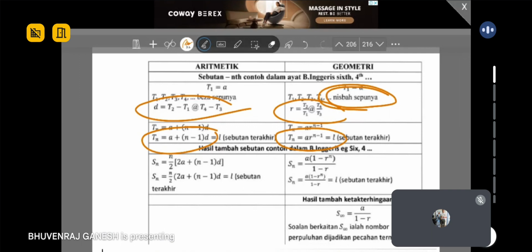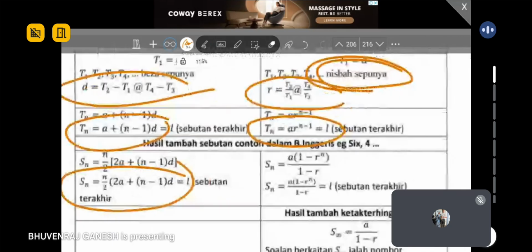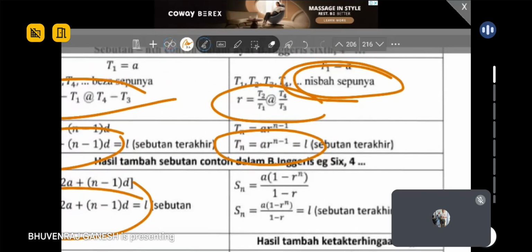Second difference. Okay, sure, no problem. And then the third difference, Sn formula. Hasil tambah sebutan ke n. Okay, for geometric progression, you guys got two Sn formulas. Am I right? Kamu ada dua jenis rumus untuk Sn. Okay, but in actual fact, dalam fakta sebenar lah, sebenarnya ada satu rumus saja. There is only one formula for Sn for geometric.